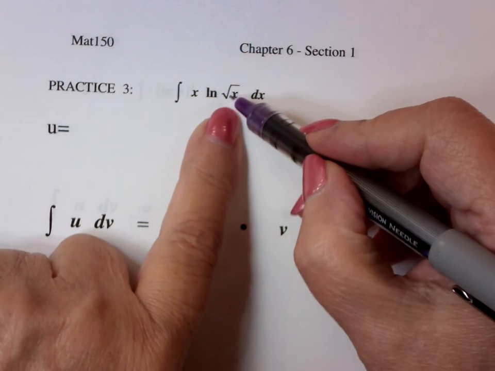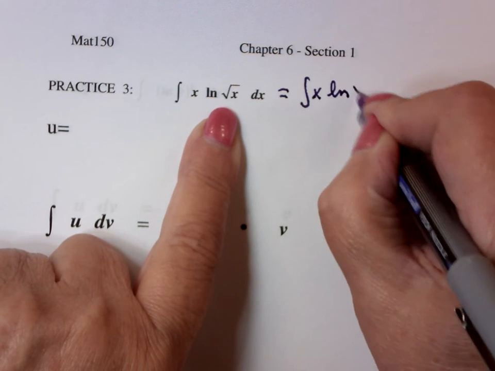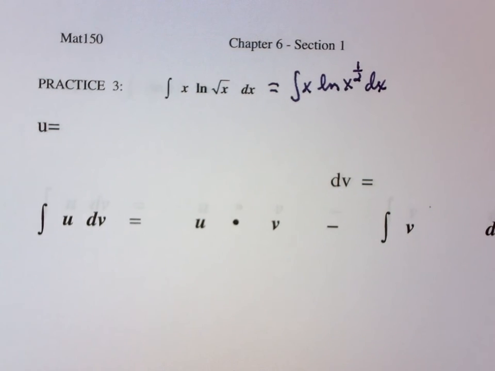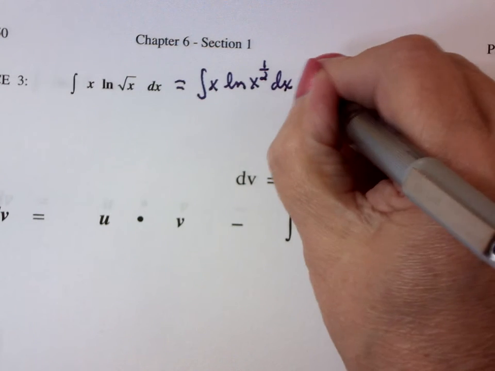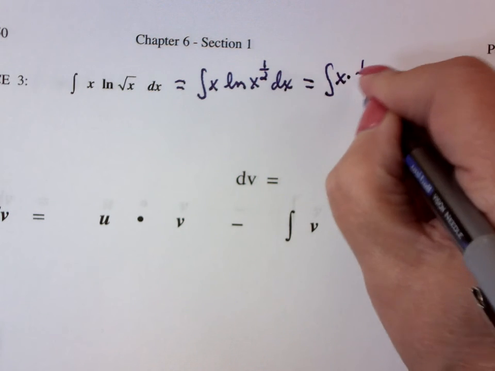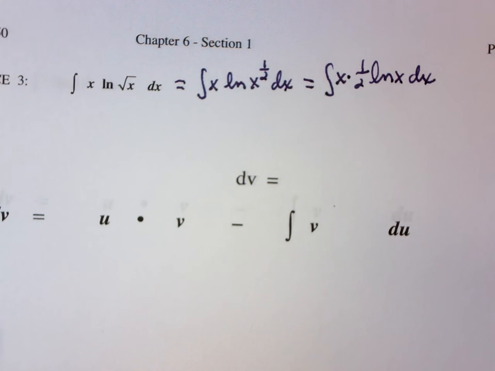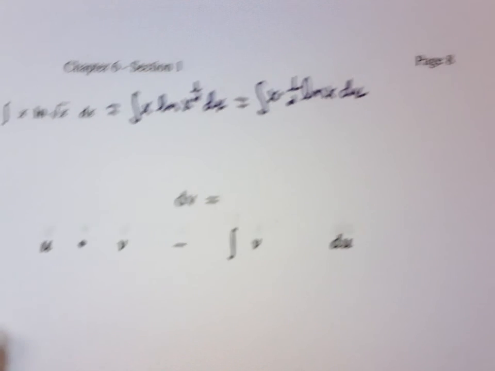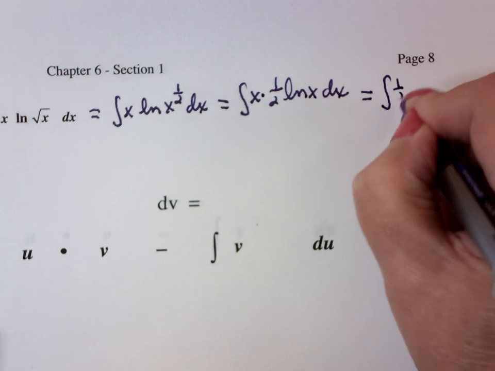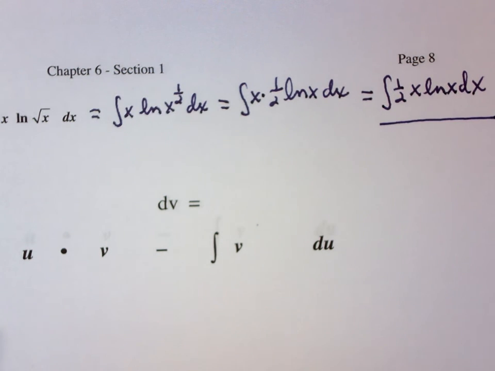So I would actually rewrite this. This is the integral of x times the natural log of x to the 1/2 dx, which then becomes the integral of x times, bring the exponent down. Now remember, you're going to end up in the same place no matter what, even if you don't do this. But it makes your life so much simpler. So this is going to be 1/2 x natural log of x dx. So that's my integral.